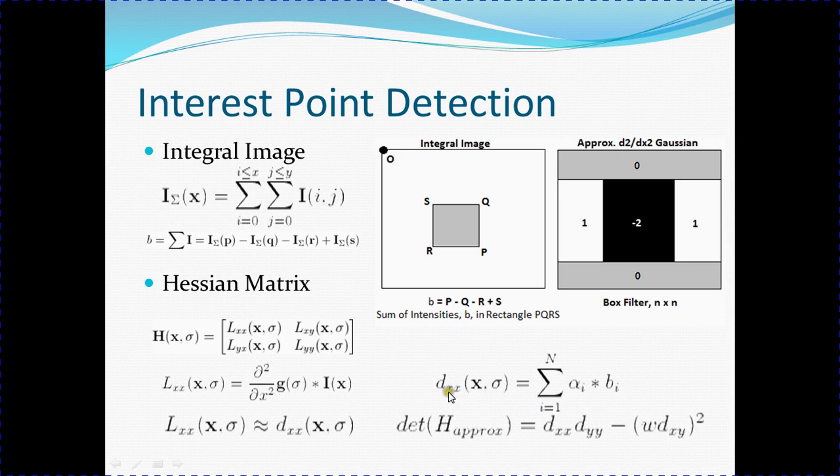So here, this provides an order of magnitude lower calculation time than direct convolution with a second derivative Gaussian. So here we can say the box filter is given by a sum of intensities times a coefficient. For this area, we would calculate the sum of the intensity and multiply by -2, and similarly for all these, and then add them up, and that would be our box filter in that direction. We can do this similarly for the y direction and the diagonal directions, and from that we can approximate the Hessian as this statement given here.